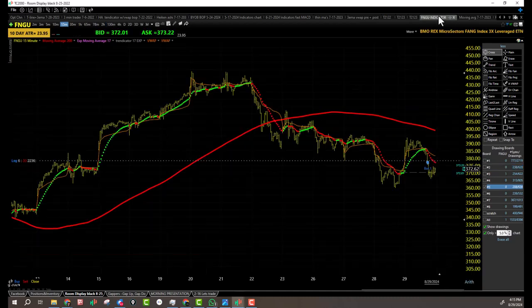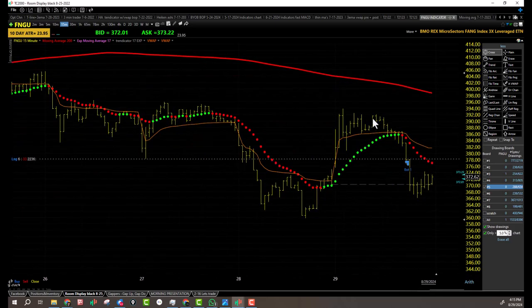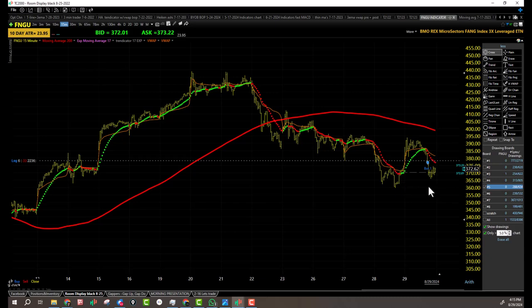Let's take a look at FNGU. FNGU had a little buying program going on in the morning and then a little selling program going on in the evening. All right, so looking for FNGU to stop making lower lows. Got a higher low right there. That's a possibility of a higher low.